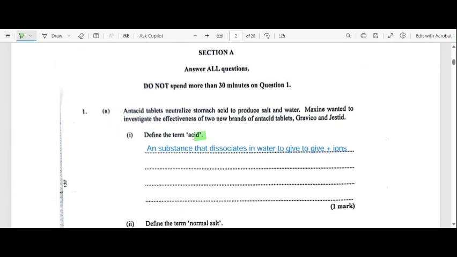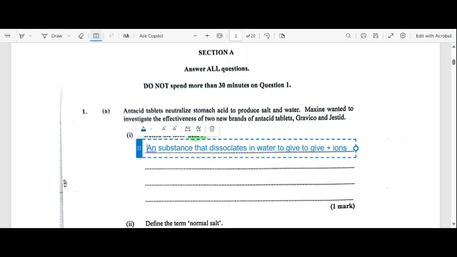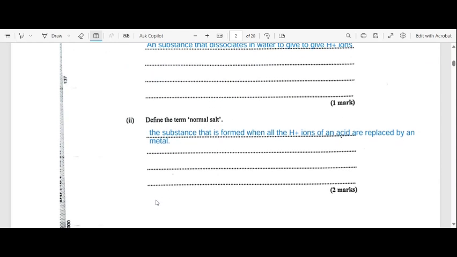Define the term acid. An acid is a substance that dissolves in water to give H plus ions. Oh, it's not there. Just give me a second, guys. So it's something that dissolves in water or dissociates in water to give H plus ions. So we put that right here. That's only worth 1 mark.